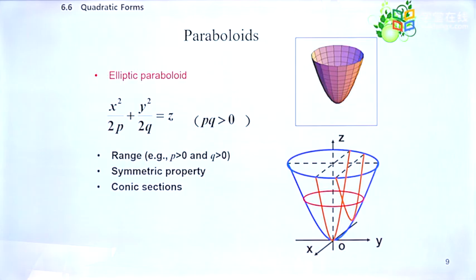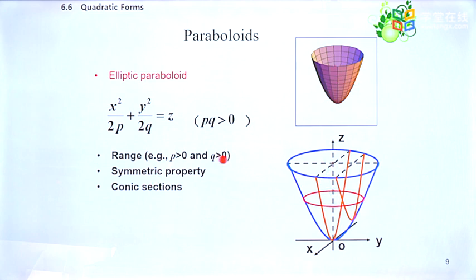And also this one is paraboloids. A paraboloid is like here. So its mathematical equation is here: x power 2 divided by 2p plus y power 2 divided by 2q equals z, for pq greater than 0, p times q greater than 0. So this is an elliptic paraboloid. The figure is like here.